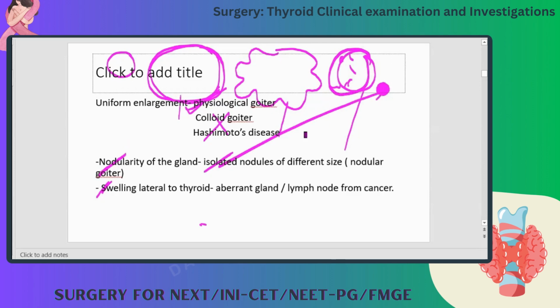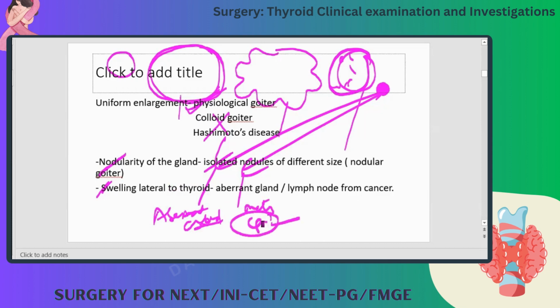So these may be of 2 types. What is that? One is an aberrant gland. Aberrant gland means a small remnant of the normal gland, or it may be a metastasis from thyroid cancer. Okay, clear? These points are clear?